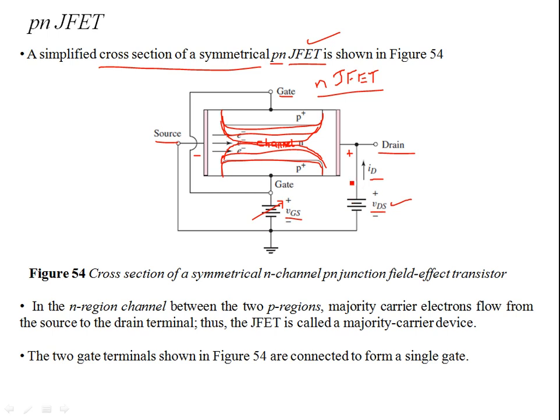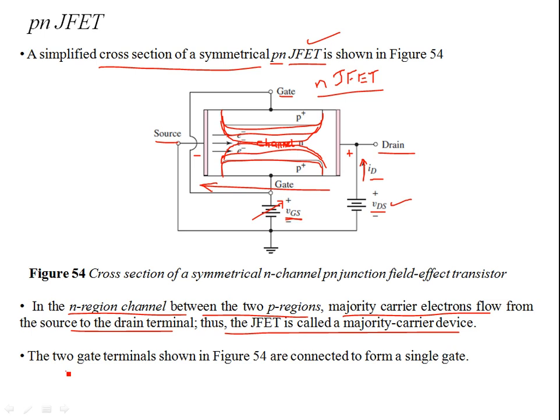If you look at this positive and negative at the gate and source terminals, this is the direction of the field, but the flow of electrons is from source to drain, which is the other way around compared to the conventional direction of current flow. So VDS is responsible for the flow of current from source to drain, and the channel width is being controlled by VGS. That's the basic construction. In the N-channel region, the channel which exists between the two P gate regions, the majority carriers, electrons, flow from the source to drain terminals, so the JFET is called a majority carrier device.